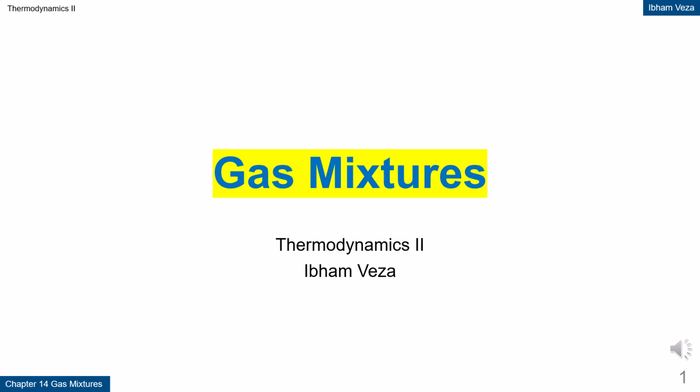Gas mixtures. This chapter introduces the fundamental concept of gas mixtures in engineering thermodynamics and explains why it is important for energy system analysis. Gas mixtures appear in many real applications, such as air, exhaust gases, and fuel mixtures. The main focus is how mixture properties can be derived from the properties of individual components.